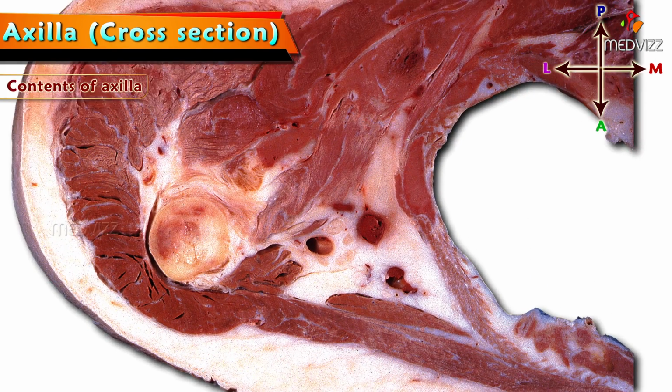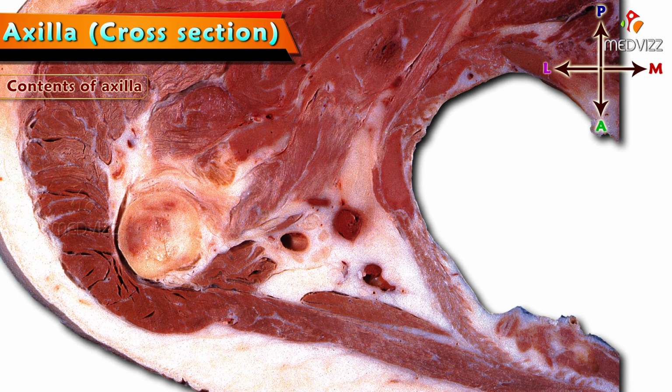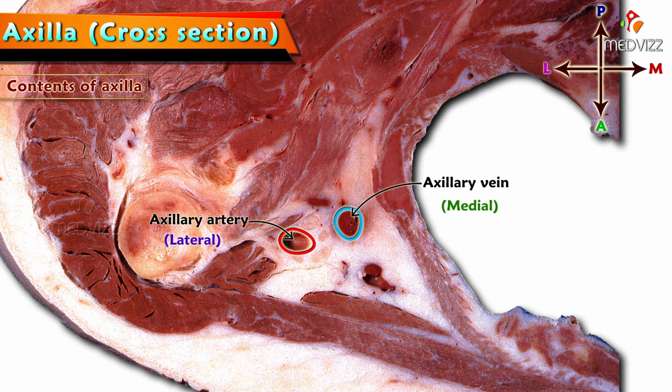Back to the contents of axilla. In the axilla, the medial vessel is axillary vein and the lateral vessel is axillary artery. The point to note is that axillary vein is medial to the axillary artery all along its course. So we can see axillary vein on the medial side and the lateral one is the axillary artery.